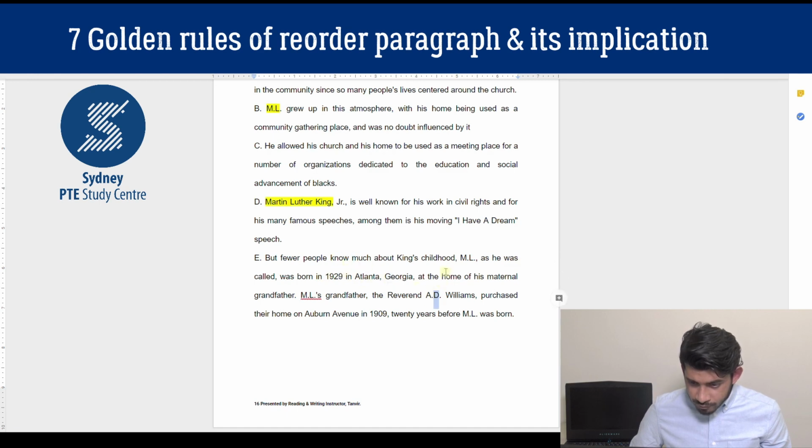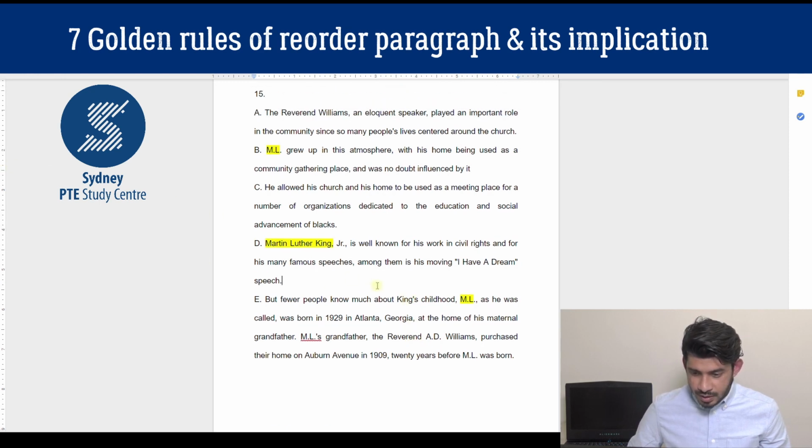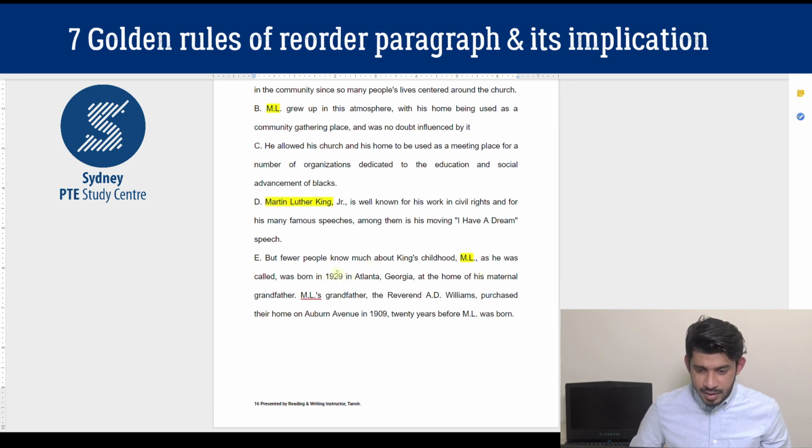As I'm scanning, I found another short name here, ML. Now it's a bit tricky because you have two short names in two sentences, right? So what you have to do in this case is just read the next 2 or 3 words. ML, as he was called, was born in 1929, and the other says ML grew up in this atmosphere. Obviously, as I introduced Martin Luther King in number D, then he was born in 1929. That sentence makes more sense. So in terms of the event, he was born. So my answer.